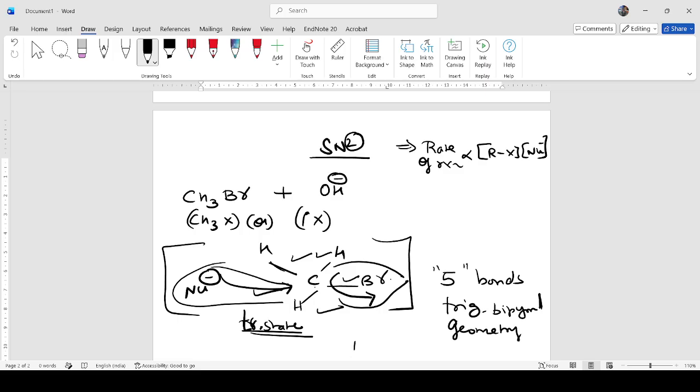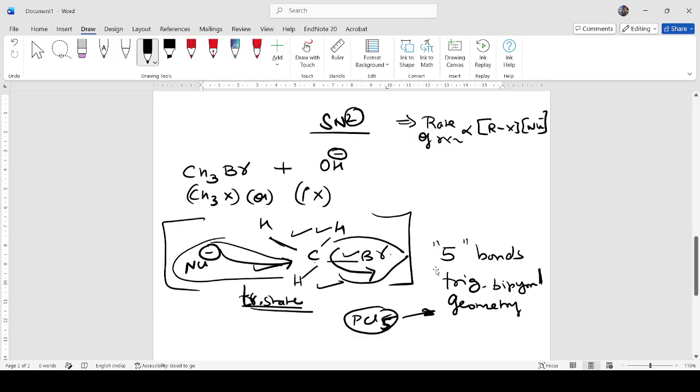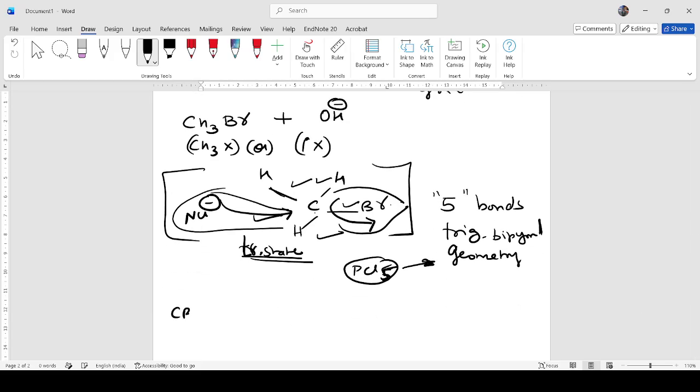Remember PCl5 you have studied in chemical bonding. 5 bonds made by it, you say the geometry is trigonal bipyramidal. Similarly, carbon here has a trigonal bipyramidal geometry. Same happens here. So what happens? The nucleophile attacks, it is a transition state. This occurs in one single step. OH minus comes. This is a transition state that it is going to form.